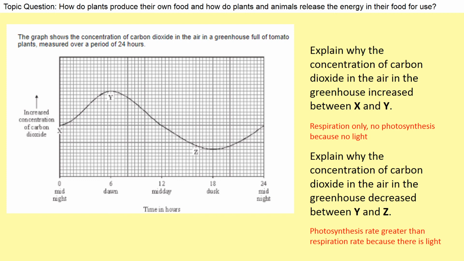But between Y and Z, when it's light, the plant is photosynthesizing as well as respiring. So that means that carbon dioxide is being used up. And actually more photosynthesis must be happening than respiration, which means that carbon dioxide levels are falling, because even though the plant is still producing some carbon dioxide, it's using more than it produces.